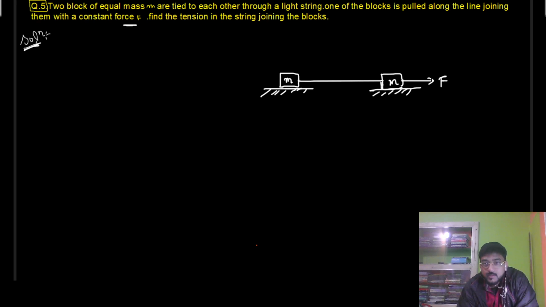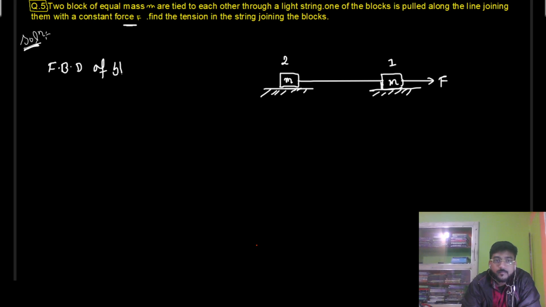Now let me draw the free body diagram of the two blocks. Let me take this as block 1 and this as block 2. What will be the free body diagram of this block? Let me denote this as block number 1 and this as block number 2. Now let me draw the FBD of block 1.